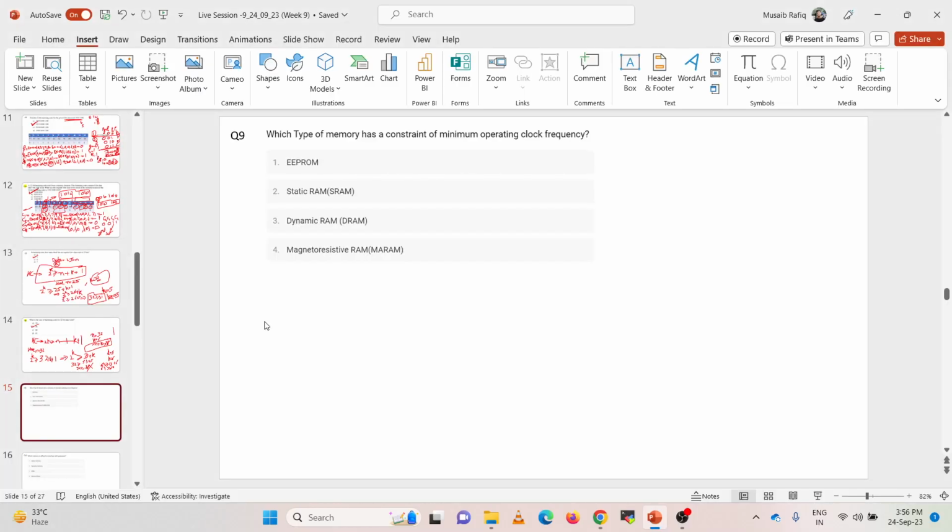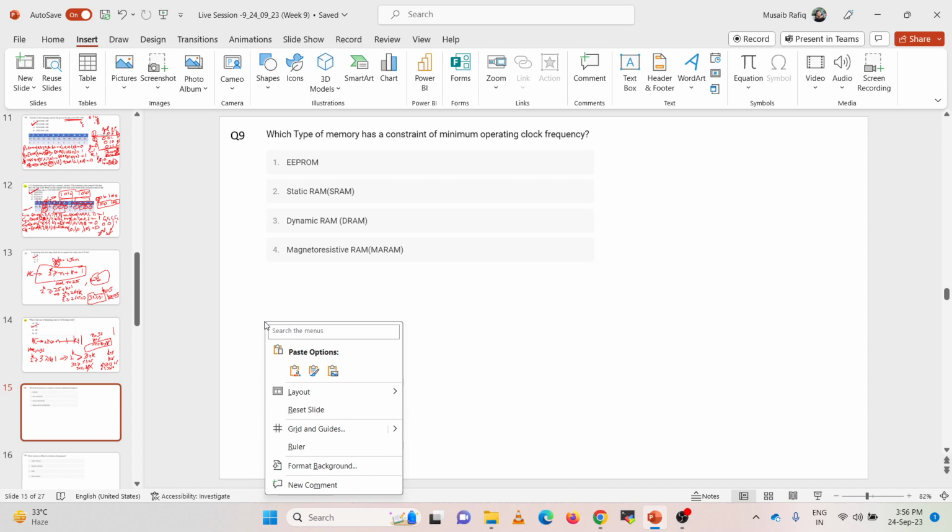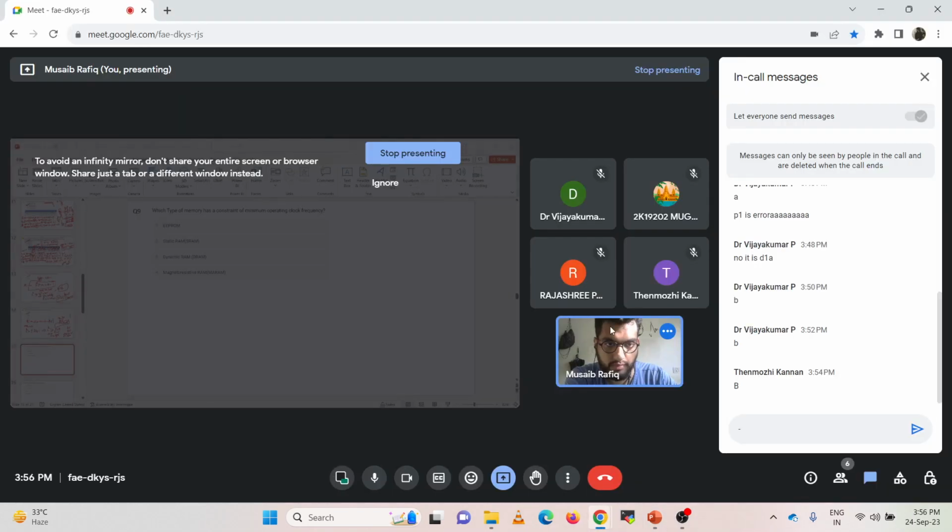Anyone? So question number 9. I would like to repeat the question. Which of the memory has a constraint of minimum operating clock frequency?